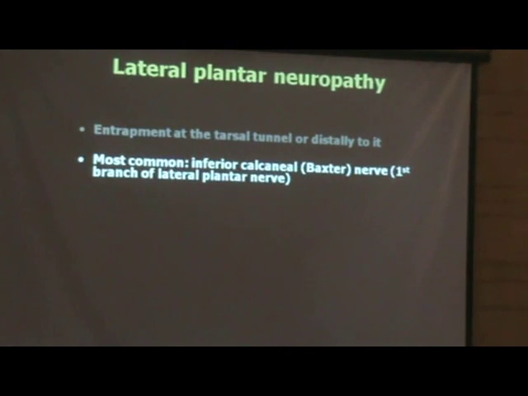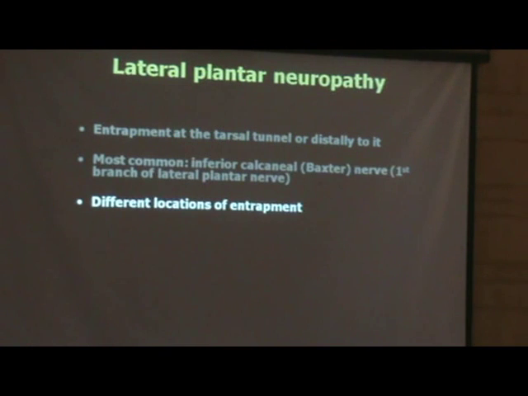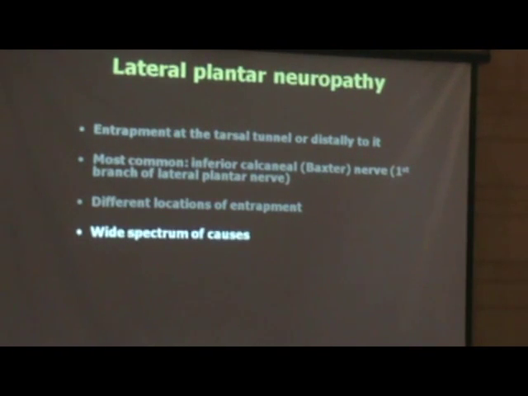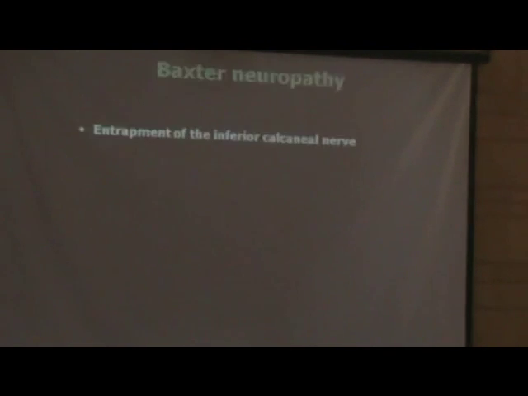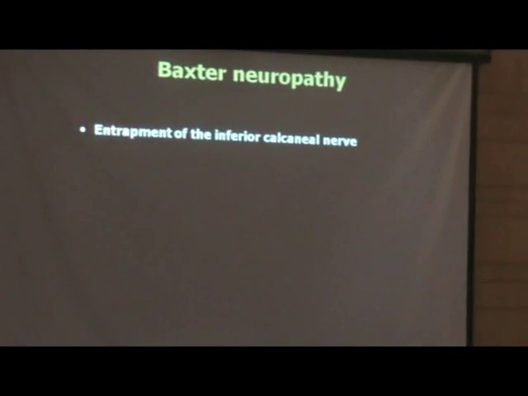So the most common form of lateral plantar neuropathy is the inferior calcaneal neuropathy, which is called Baxter neuropathy. It's the first branch of the lateral plantar nerve, and we're going to talk about it. We can have different locations of entrapment regarding the lateral plantar nerve, with a wide spectrum of causes, and we're going to focus on Baxter neuropathy, which is way more common than the other lateral plantar neuropathies we can see about the foot.